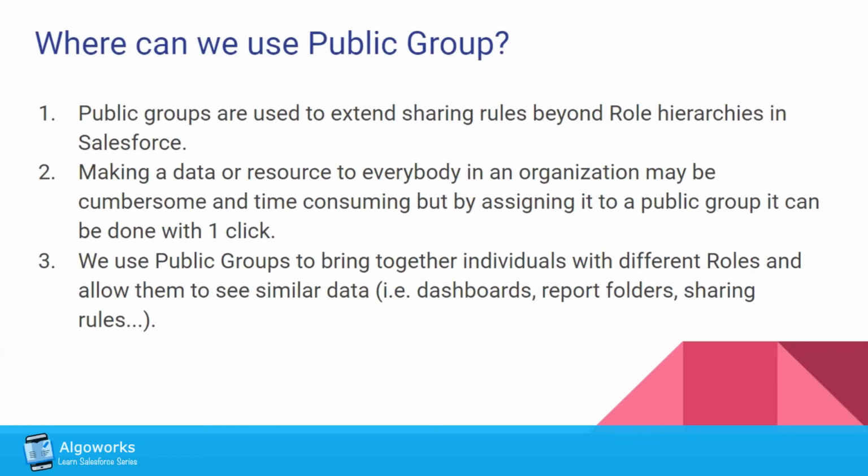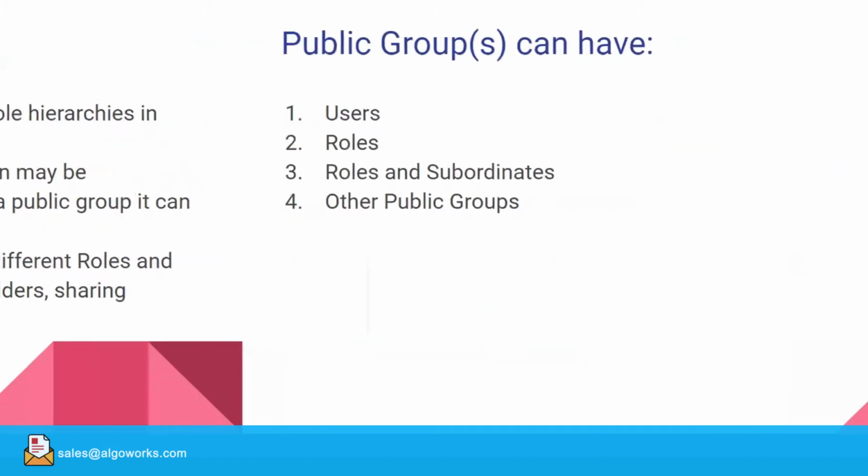We use public groups to bring together individuals with different roles and allow them to see similar data. We have talked about reports, dashboards and sharing rules. By using public groups, we need not include every user, or add users or roles one by one. Instead, we can group all these users and sets of roles into one public group, and simply extend access to that public group to make it available to the users.